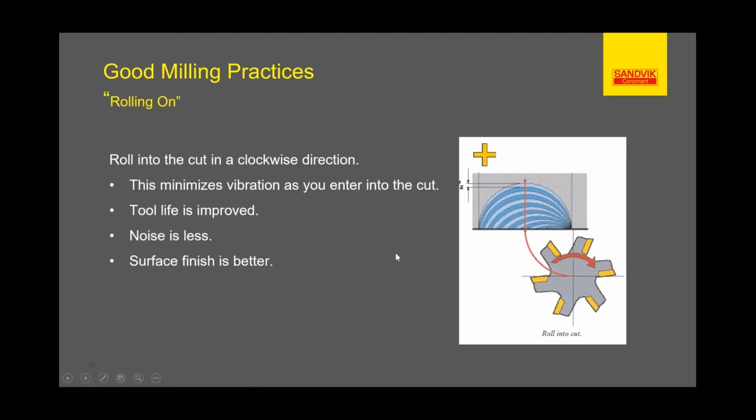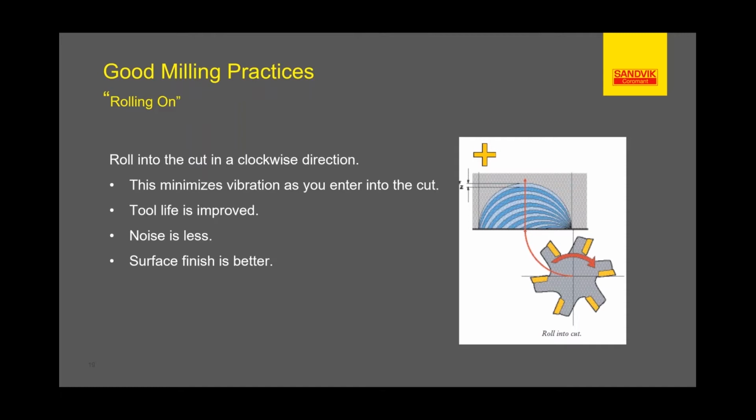The other practice we talk about all the time at Sandvik Coromant is rolling on. With this rolling on method, again, we're rotating in a clockwise direction, and as the tool enters into the cut, it rolls basically like there's a pivot point right over here. See where my highlighter is? It rolls onto the cut, and that reduces vibration when you enter the cut, which of course helps tool life. It makes less noise, it's quieter on the entry. And then of course the surface finish is much better.